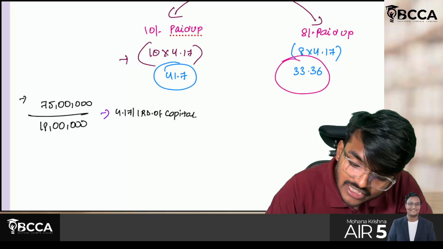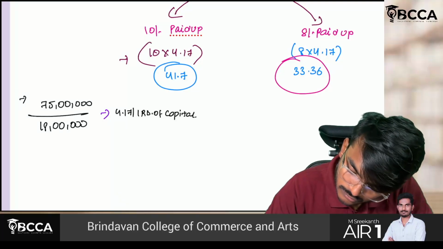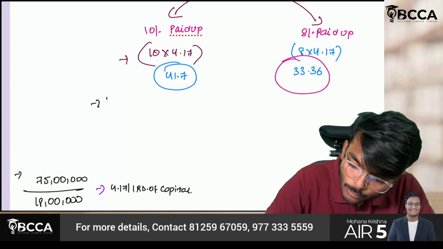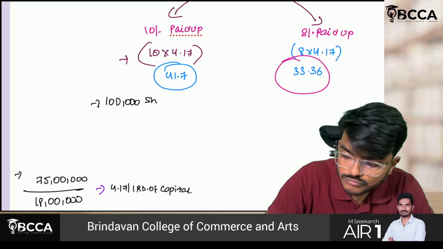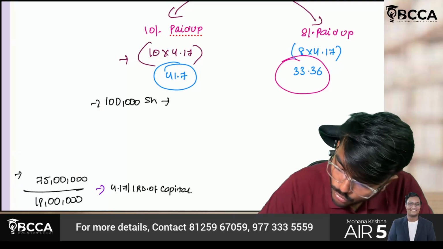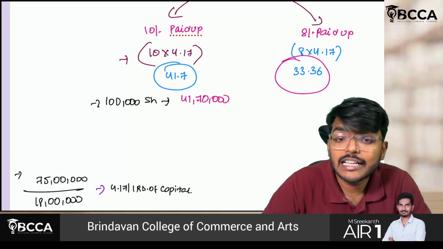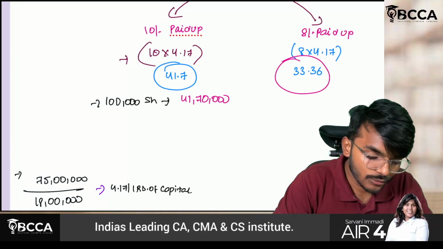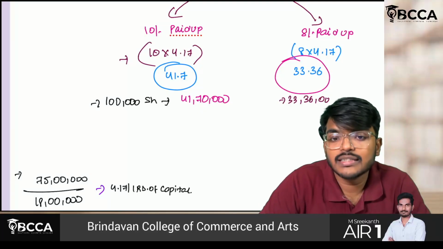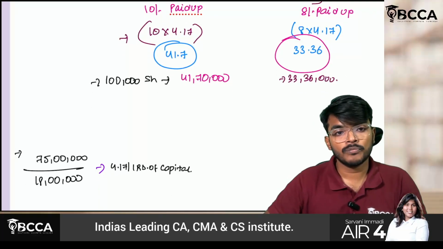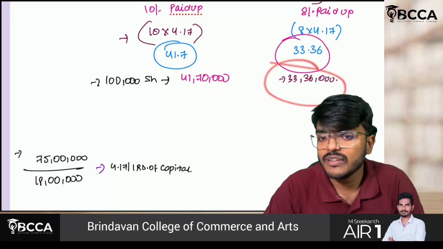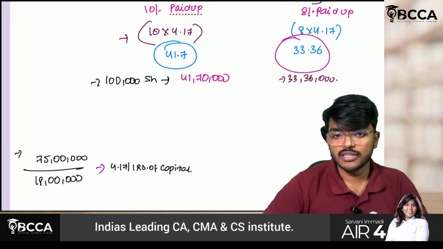Now, if you observe, how much net assets, once again, this calculation I will just keep here. Sir, how many equity shares do I have? 1 lakh equity shares. For 1 lakh equity shares, 10 rupees paid up shareholders will get 41,70,000, and 1 lakh into 33.36 means these persons will get 33,36,000 rupees. I hope you have understood.